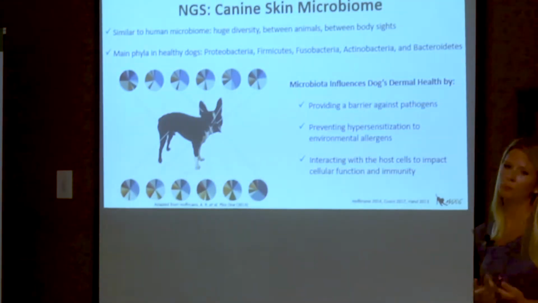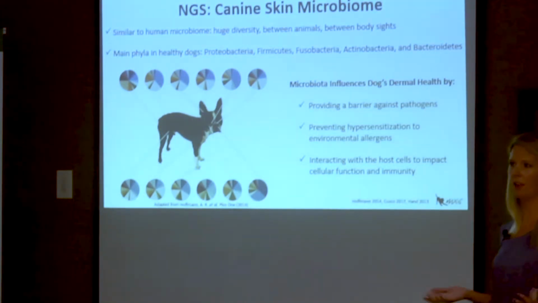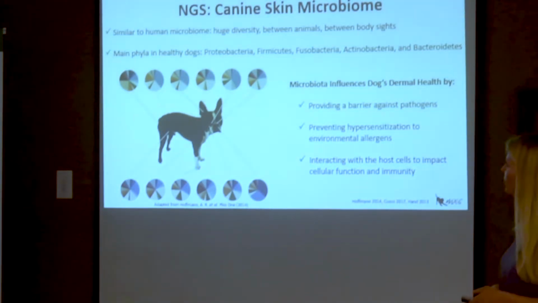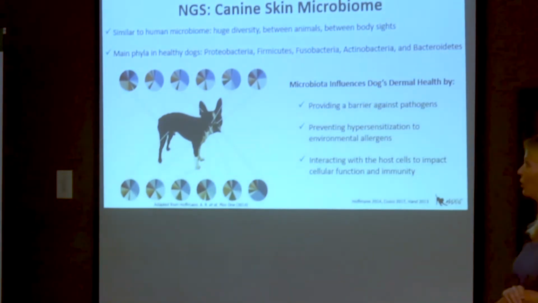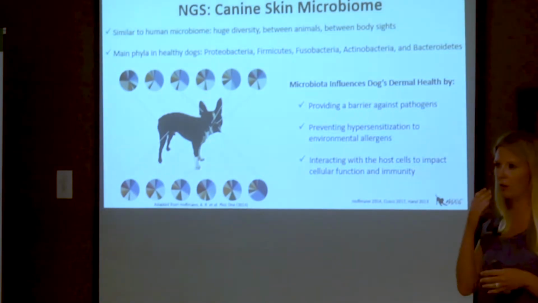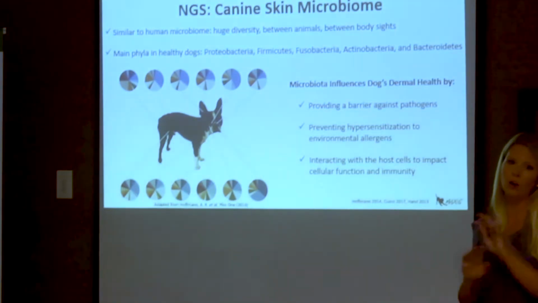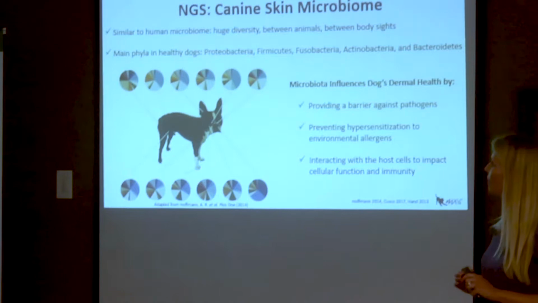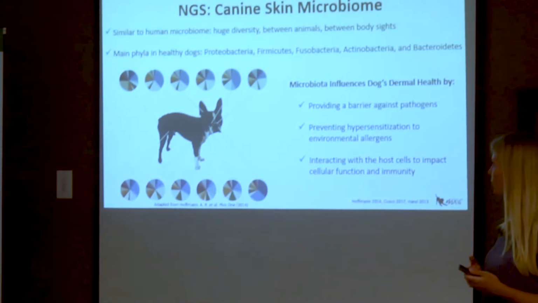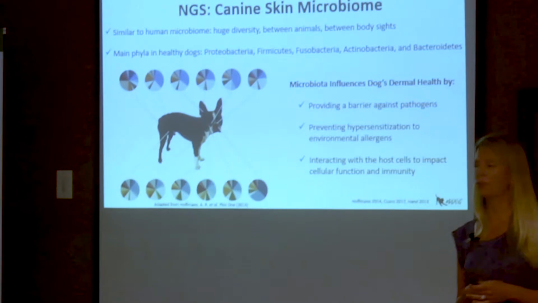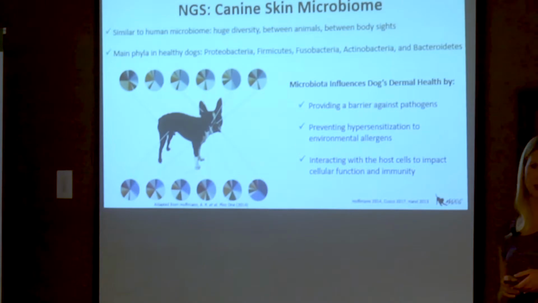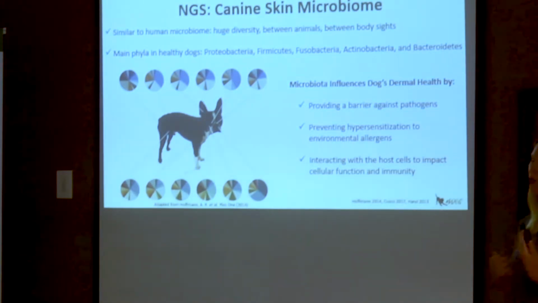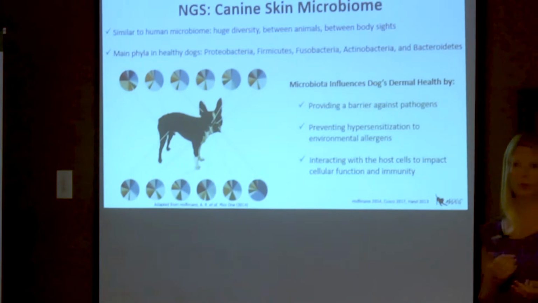And with that, we now have a pretty good understanding what a clinically healthy animal looks like. Here as an example for dogs, what the skin microbiome looks like, and it's actually relatively similar to humans. There's a huge diversity between animals and between body size. So all the way from the nose, the ears, or the paws are all very different amongst each other. But the main phyla are proteobacteria and firmicutes. And these microbes help the dogs by providing a barrier against pathogens, by preventing hypersensitization against allergens, and interacting with the host cells to impact cellular function and immunity.